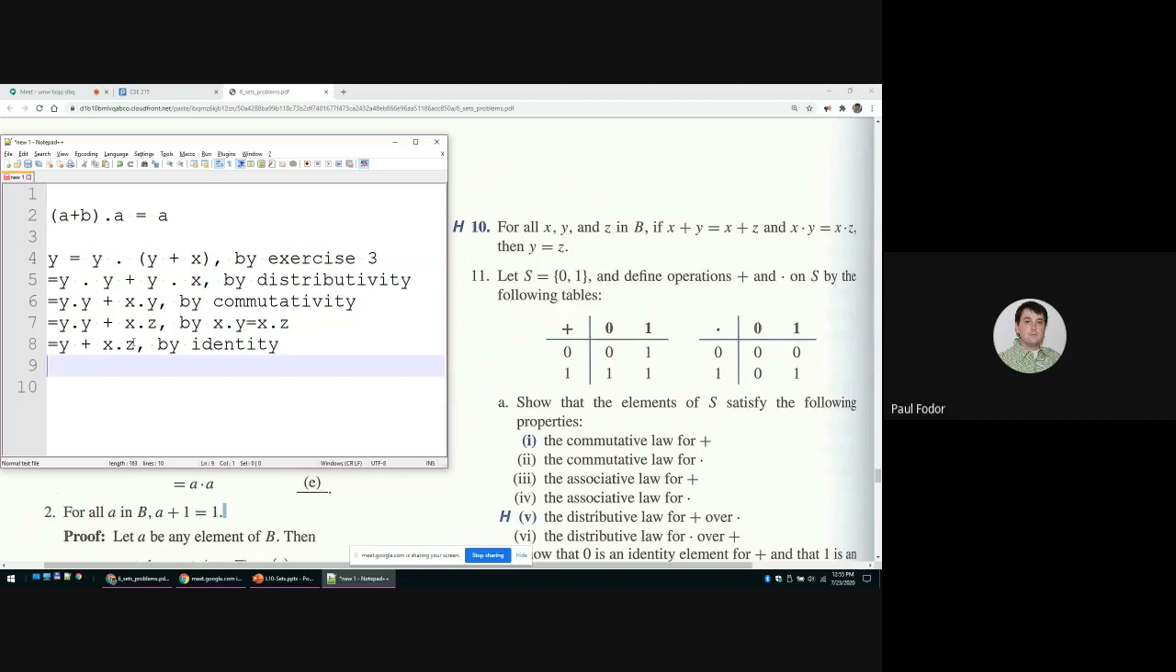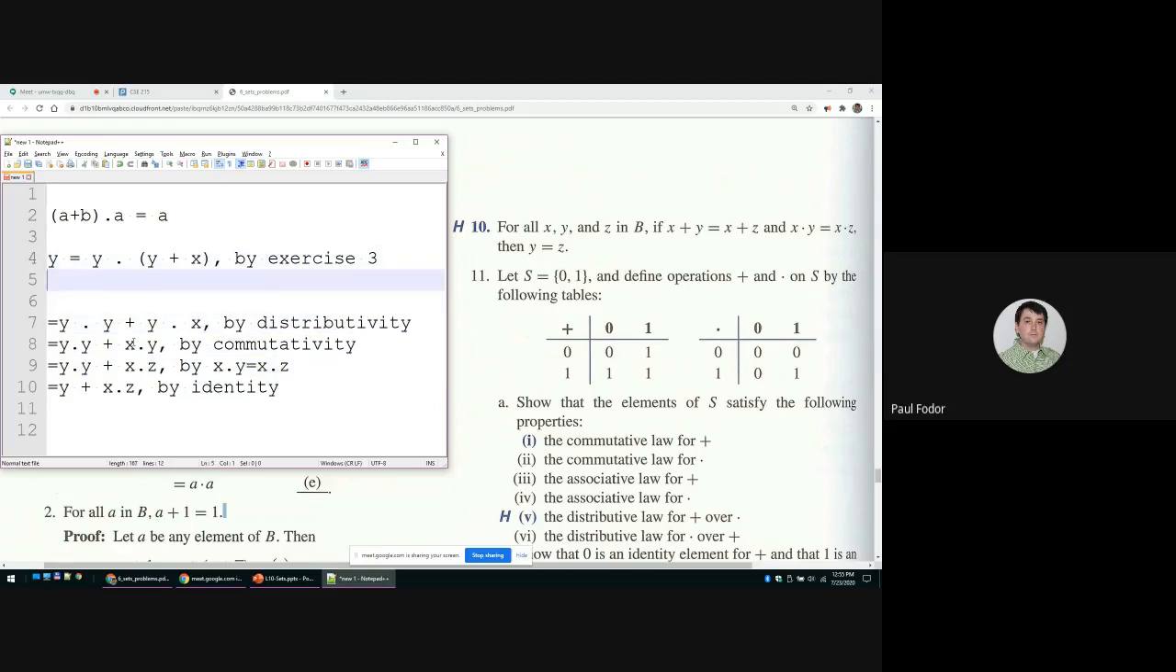We still need to use X plus Y is X plus Z. We haven't used that yet. Maybe I shouldn't have distributed. Let's see what happens if I change it here. So this would be equal, by commutativity with Y, this is X.